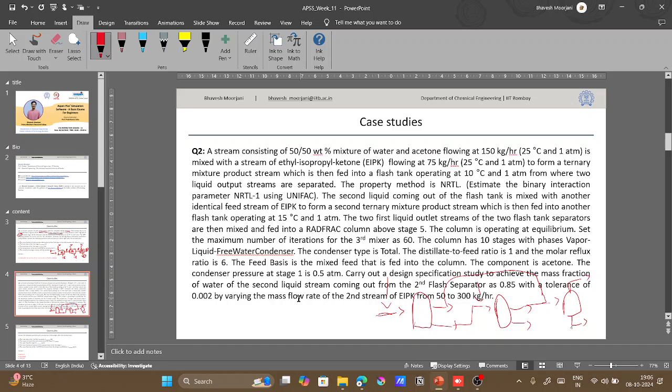that carry out a design specification study to achieve the mass fraction of water of second liquid stream coming out of the second flash separator as 0.85, with a tolerance of 0.002, and we have to vary the flow rate of second MIBK stream between 50 to 300 kg per hour.